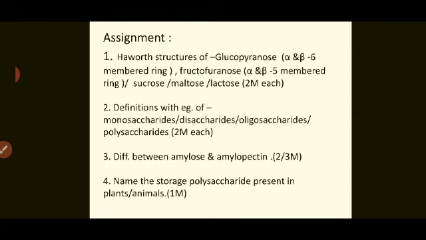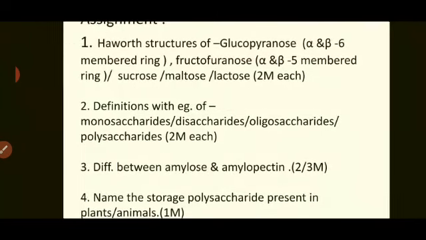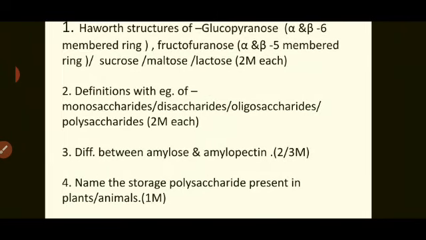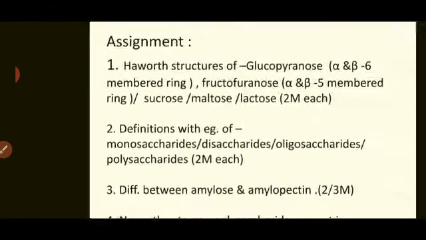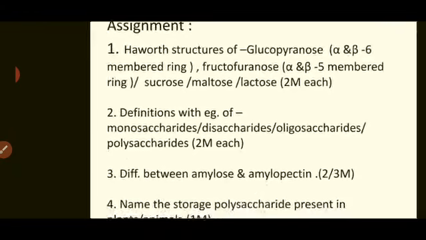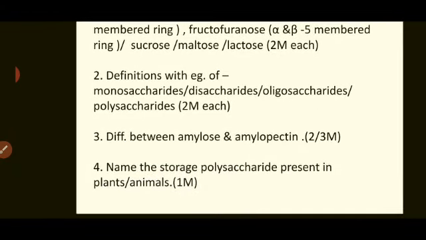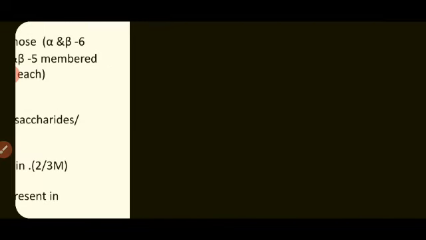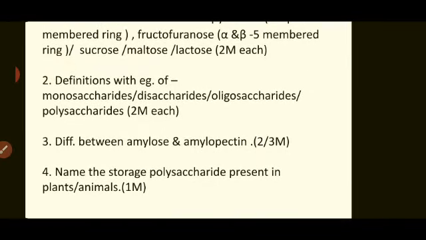Then a second question can be asked, that is definitions with example of monosaccharides, disaccharides, oligosaccharides or polysaccharides. Definition with one example. Then the third one is the difference between amylose and amylopectin. This question can be asked for 2 or 3 marks. And the next one is name the storage polysaccharide present in plants or animals. This question can be asked for 1 mark. So such possible questions I have given you.